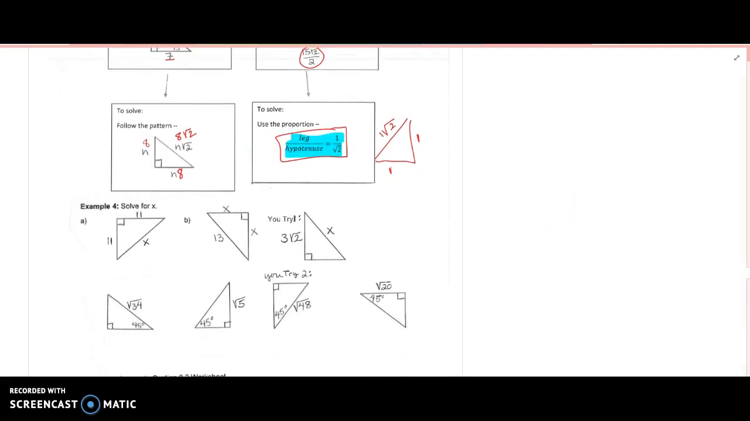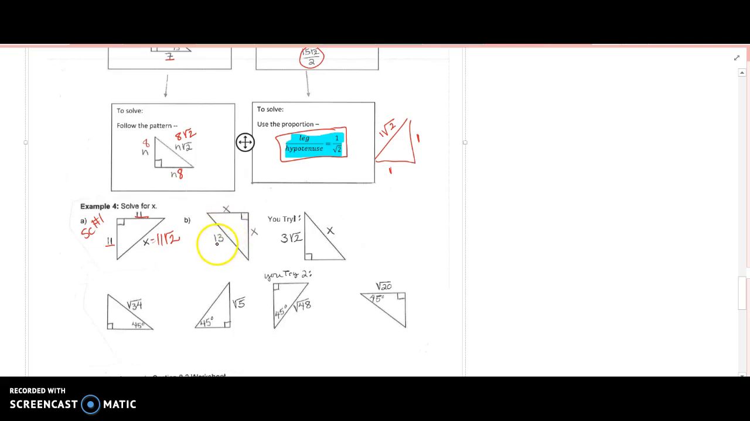We've thrown in both scenarios. So first of all, my first thought is, does this follow the initial pattern? Is this scenario 1 or not? And this one is scenario number 1 because I have whole numbers for the legs. So 11, 11, x would be 11 square root 2. Let's look at part B.